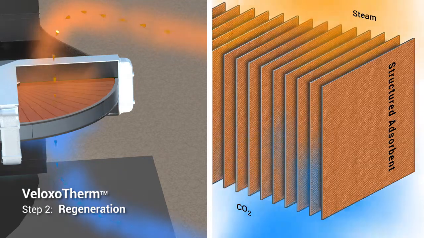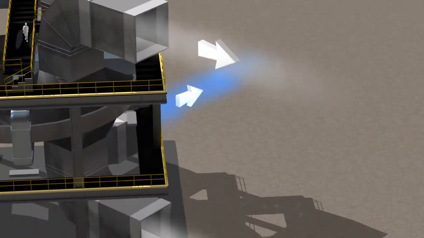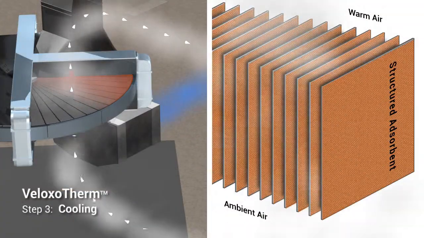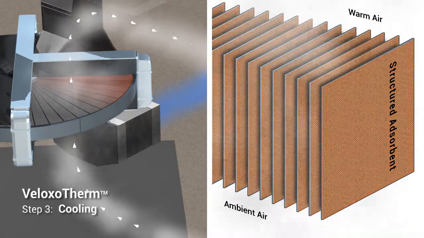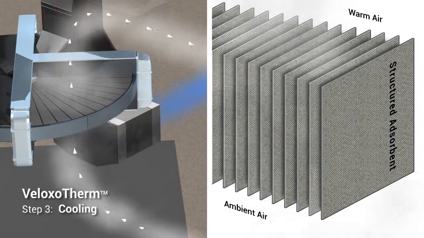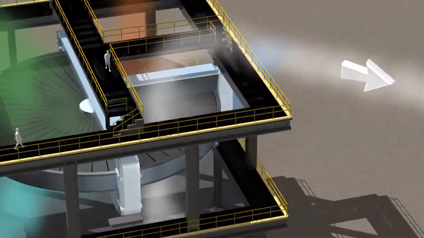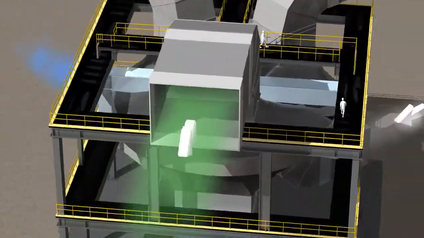The final step is the cooling step. After the CO2 has been released from the structured adsorbent, it needs to be cooled. Air is used to cool the structured adsorbent, preparing it for the adsorption step, and the process is started over again. 3 simple steps in just 60 seconds.